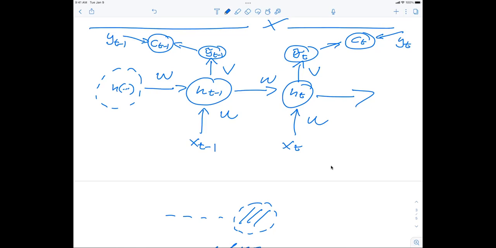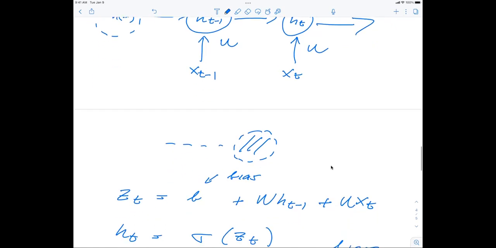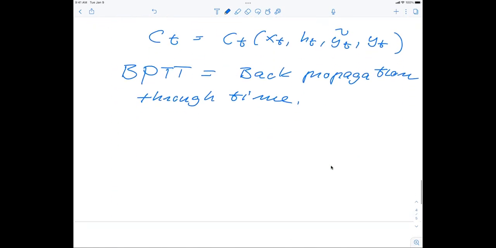Okay, so let's look at the way by which we can reduce the complexity. So let's take a look at the reduction of computational complexity.